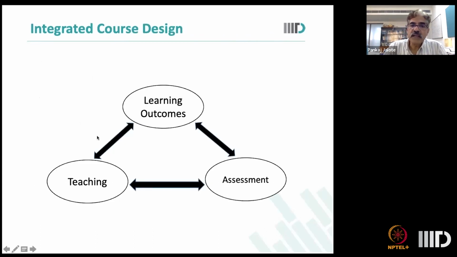So in integrated course design, the learning outcomes are the centerpiece around which your teaching revolves and around which your assessment revolves. But of course, teaching and assessment are also related to each other. Let's first discuss the relationship between these, and then we'll discuss as we go along. We will discuss today establishing the learning outcomes. We will discuss teaching. We will also discuss assessment.